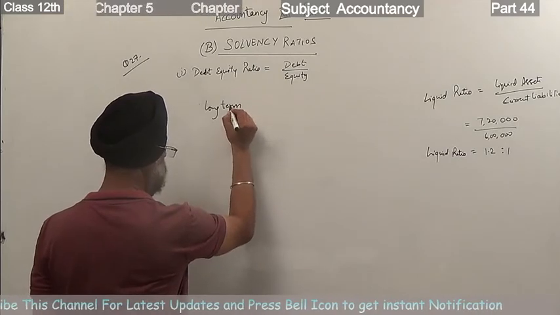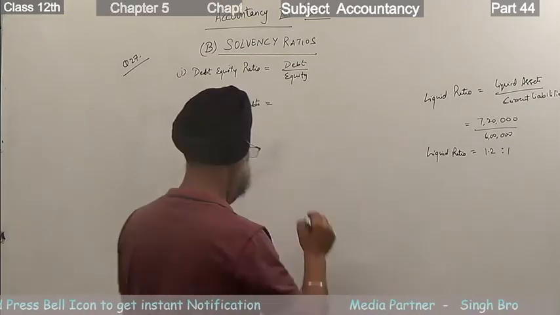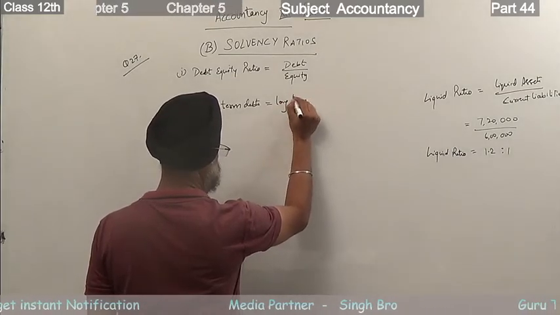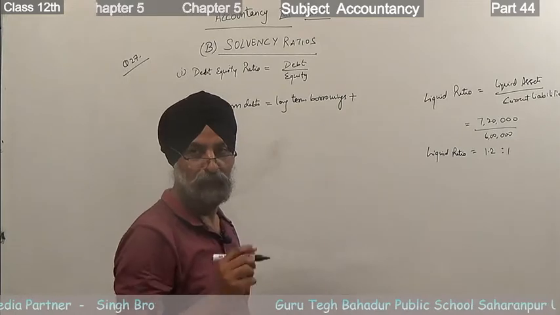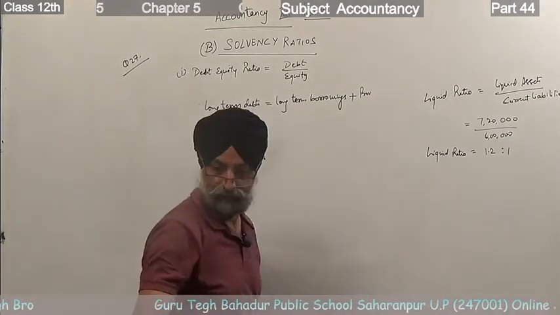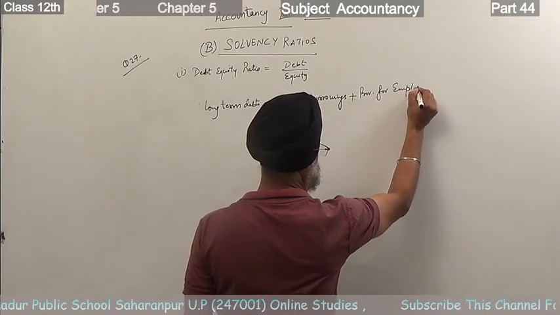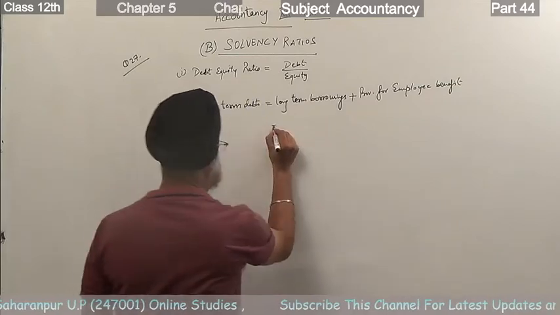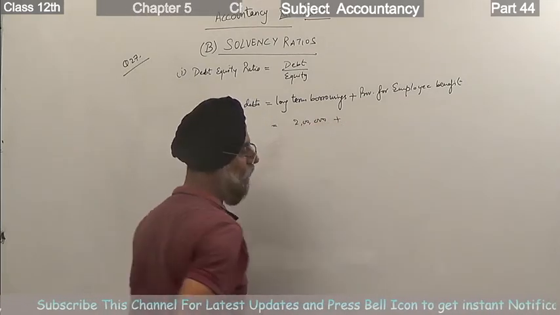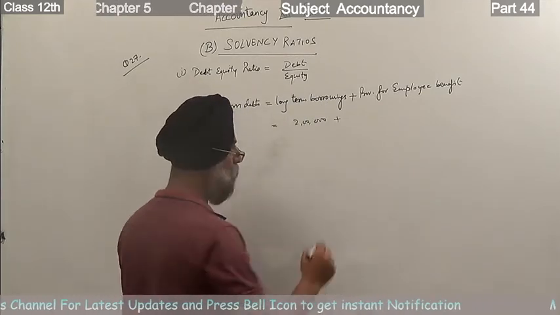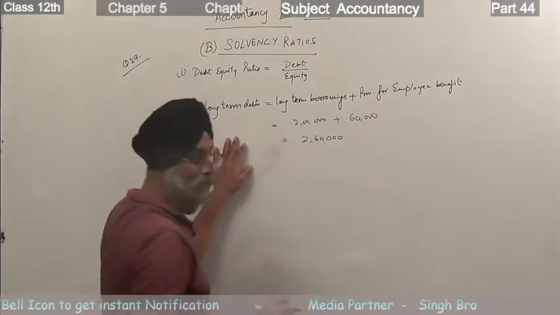We have to take all the long term debts. Long term debts equals, debt means long term debts only. Long term borrowings plus provision for employee benefit. See the value. So long term borrowings are 2 lakh in the question, and provision for employee benefit is rupees 60,000. 2,60,000. This is our long term debts.